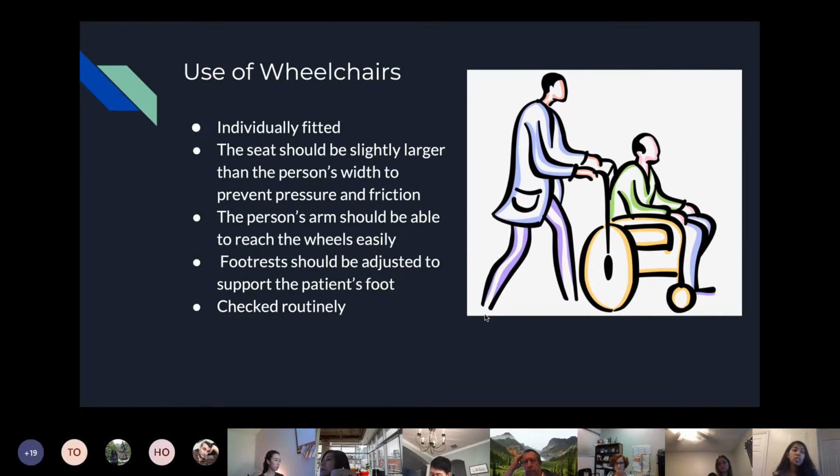Wheelchairs should be individually fitted. The seat should be slightly larger than the person's width to prevent pressure and friction. The person's arms should be able to reach the wheels easily, and the footrest should be adjusted to support the patient's foot in a flat position. Wheelchairs should be checked routinely for ease of wheeling, like the function of brakes or if there's missing or broken hardware.